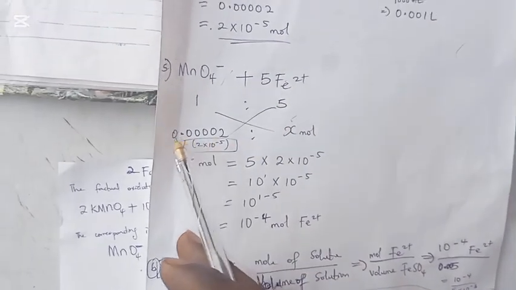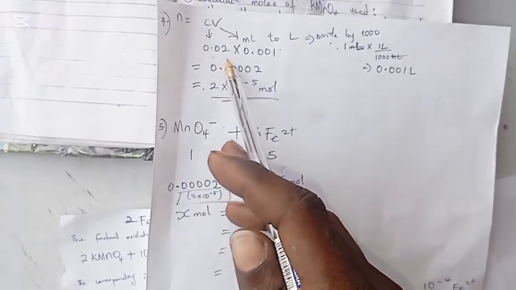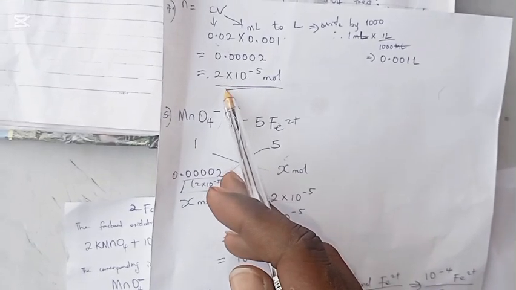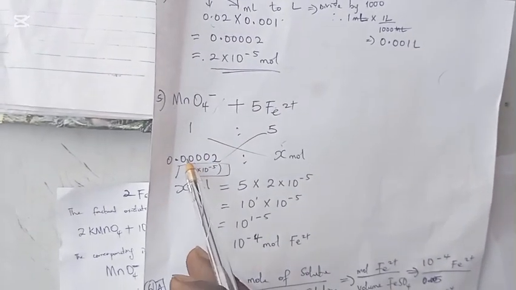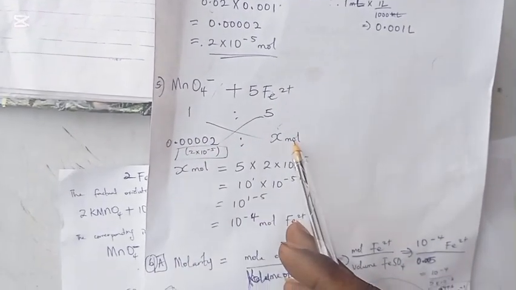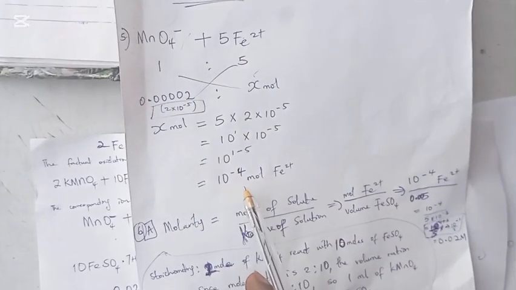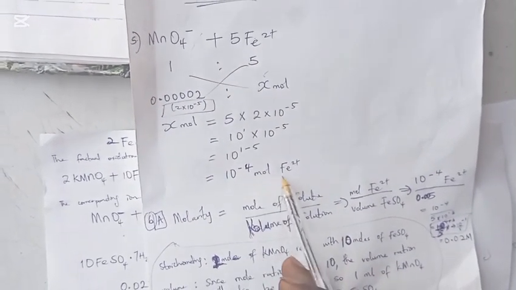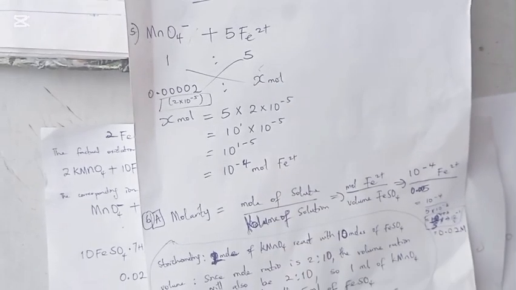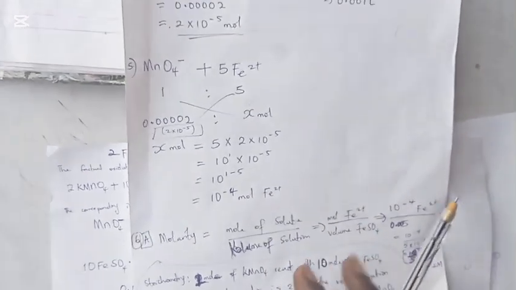So I have already calculated the mole of the reaction for permanganate, and I got it to be 2 times 10. So this one I don't know yet. So when you cross multiply, you get this. Now that I've gotten the mole of the ion that is there, I will now need to get its molarity. So let's move to the next step.